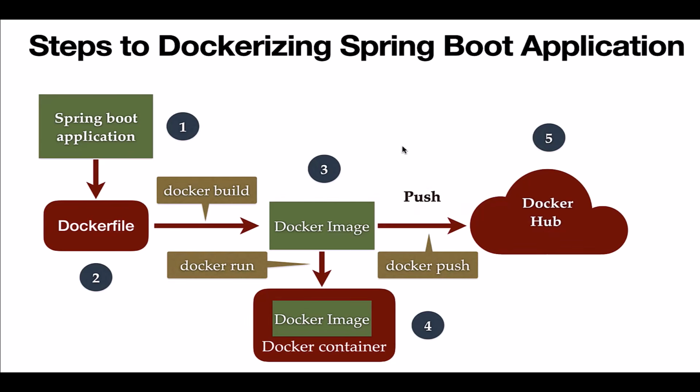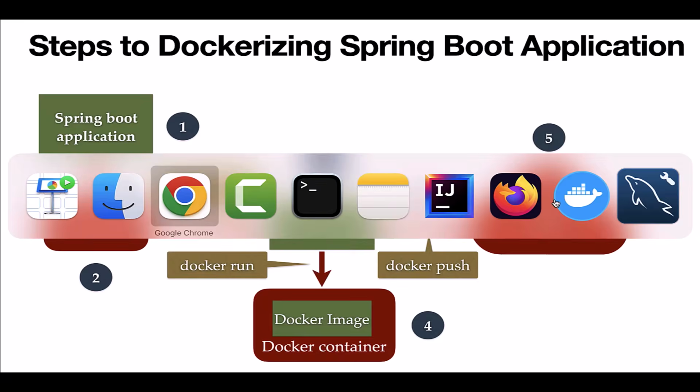In the previous lecture we have seen how to run a Docker image in a Docker container. In this lecture we will see how to push a Docker image from our system into Docker Hub. In order to push a Docker image from our local machine into Docker Hub, you need to first create an account in Docker Hub.